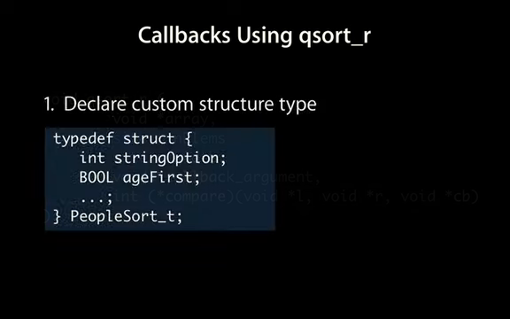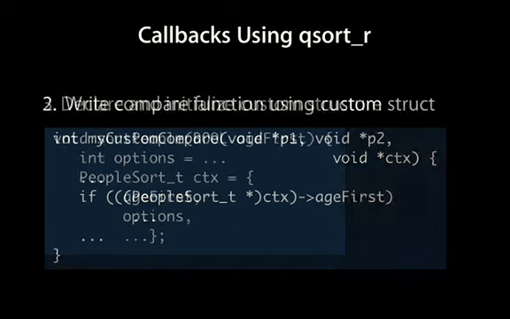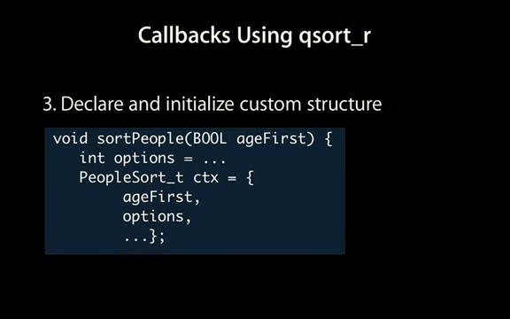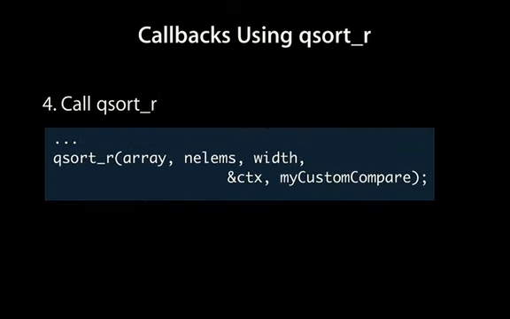So in practice, let's say we're trying to sort some kind of array of people objects, and age first might be one of the options that happens sometimes, and other times other things. So the first thing you have to do is declare this custom structure somewhere in your code. You have to write the custom compare function, which takes that context pointer, does a lot of casting, gets to the thing of interest and does its thing. You have to, in the function that you're using for qsort, declare that custom structure, fill it in with the right values, and finally, somewhere where you really want to use it, you get to call it.